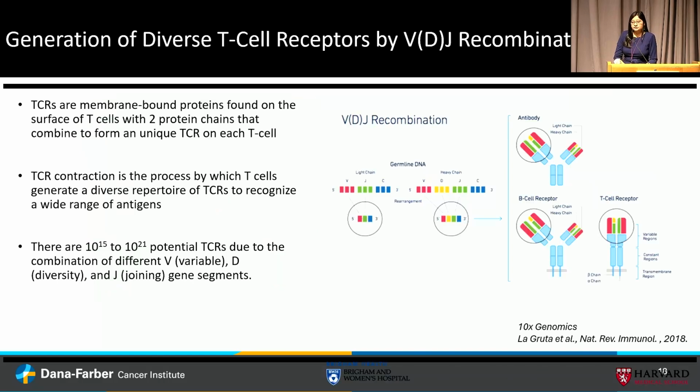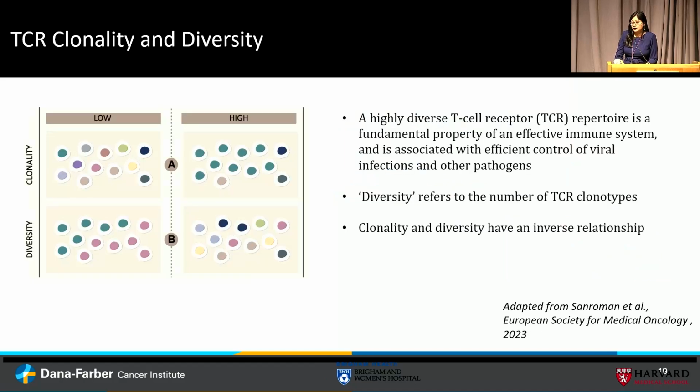And when we think about GVL and T cells, we also think about the TCR, because a diverse repertoire of TCRs which recognize a wide range of antigens should be helpful in this context. And we know that a highly diverse TCR repertoire is a fundamental property of an effective immune system. Here we are looking at diversity as the number of TCR clonotypes. And clonality and diversity have an inverse relationship.